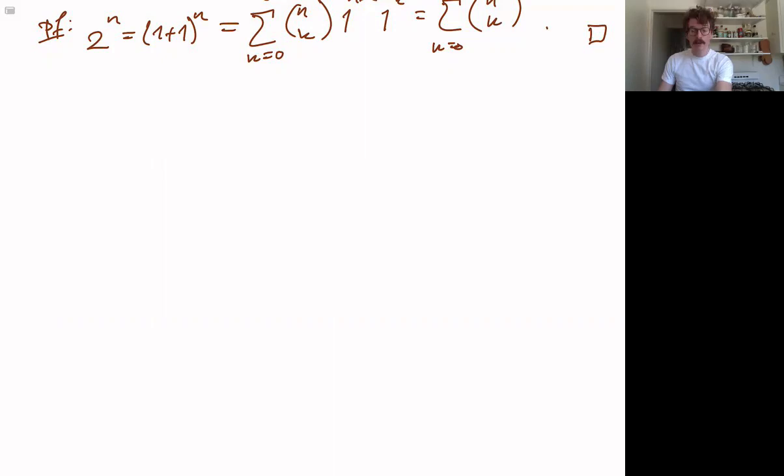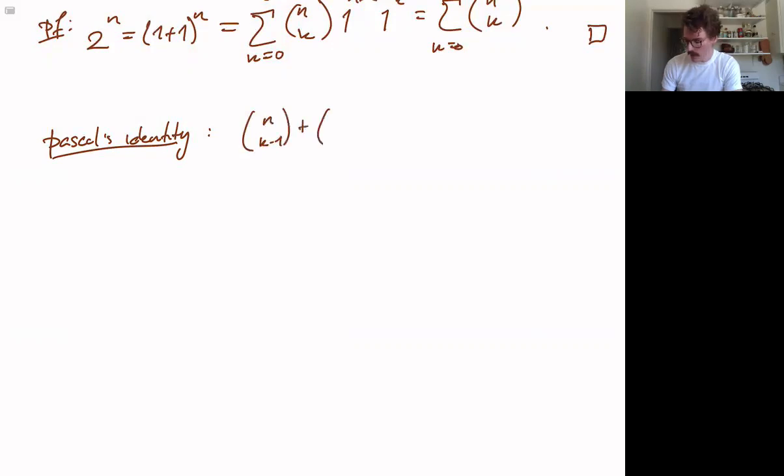So let's see another identity between binomial coefficients that may turn out to be very helpful, which is called Pascal's identity. And it says that n choose k minus 1 plus n choose k equals n plus 1 choose k. So, written in this form, I would say that it is completely unenlightening. To me, this doesn't really look like anything.